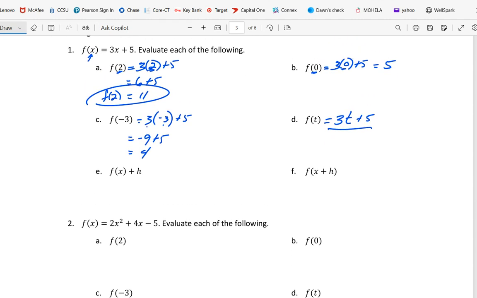For part E, notice we have f of x, plus h. So I'm going to have my f of x, which is 3x plus 5, and I add h. No like terms to combine, so I leave that.